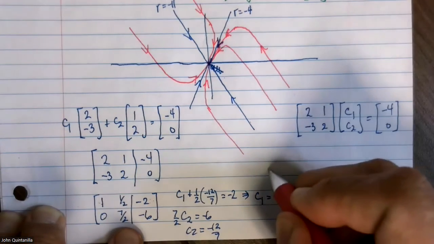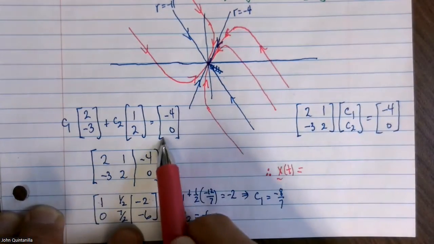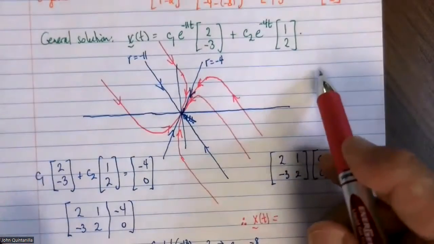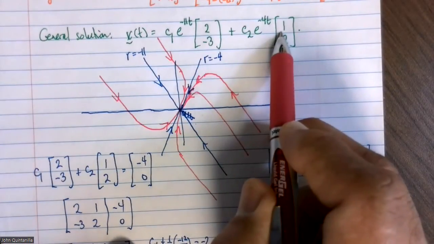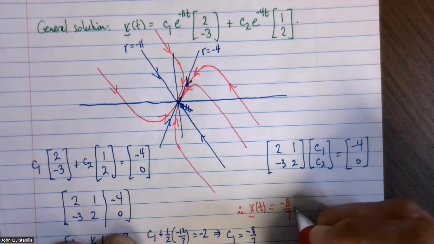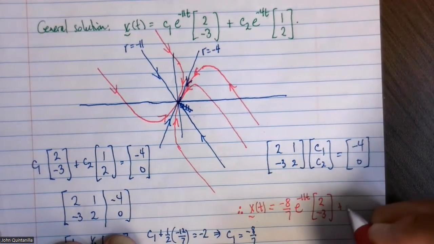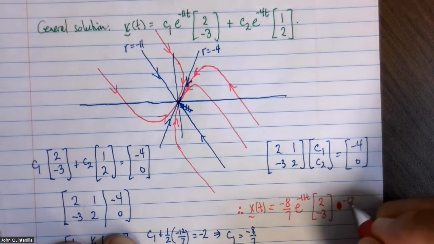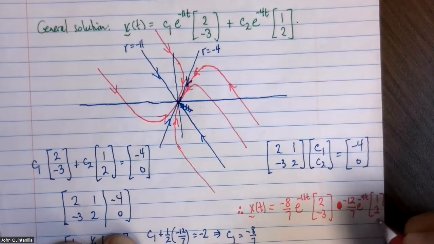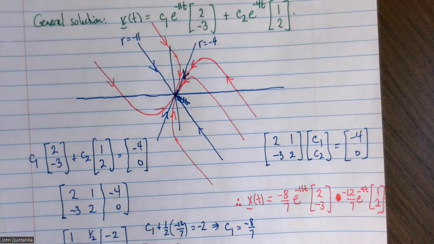And so therefore, my solution of the initial value problem, where I have this as my value at time 0, is going to be, well, again, I come back up to my general solution, and I use the c1 and c2 that I just computed: negative 8 sevenths, e to the minus 11t times (2, -3), minus 12 sevenths, e to the minus 4t times (1, 2). And so that will be the solution of that initial value problem.